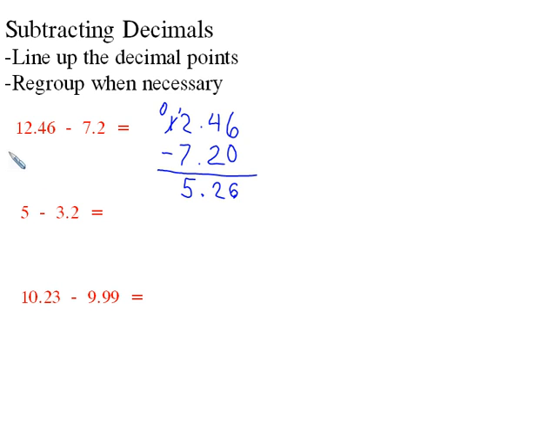And then we check our answer, again, as we always do. 12 minus 7. And that's equal to 5. And so that makes perfect sense. That would be a good answer. 5 minus 3.2.